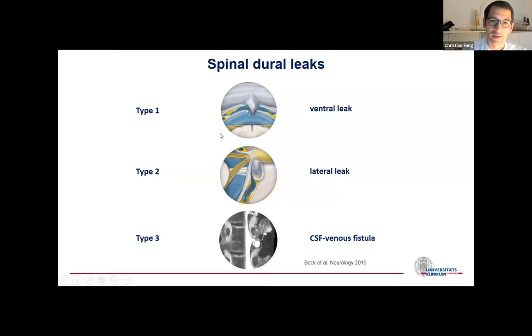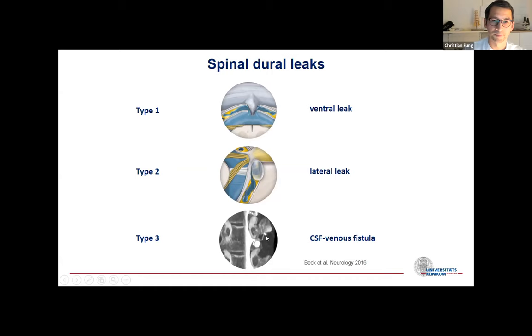The second type of leak, type 2, is the lateral CSF leak, which is actually a tear in the thecal sac on the lateral aspect, mostly at the level of the exiting nerve root, and therefore causing CSF drainage. And a more recently discovered entity is the type 3 leak, namely the direct CSF venous fistula, where the CSF is immediately drained into a periradicular vein without being lost through the extradural space.